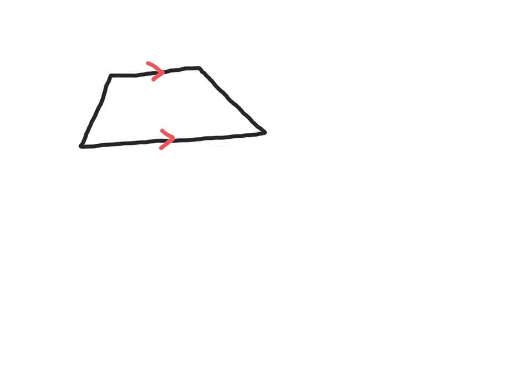The parallel sides of a trapezoid are what we call the bases. Now, there are two different lengths, right? So we have base number 1 and base number 2. Does it matter which one you call number 1 and number 2? No. That part does not matter. So we have our two bases.